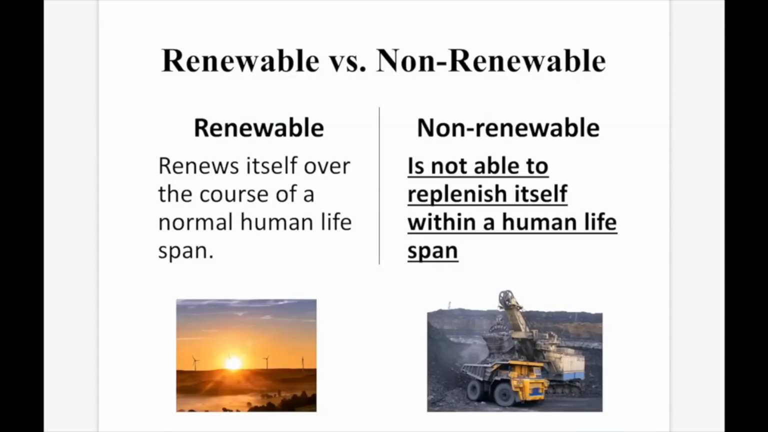Renewable versus non-renewable. Renewable resources renew themselves over the course of a normal human lifespan, and usually a lot faster than that. When you think of renewable, you think more in terms of wind and solar, and those things happen constantly. Non-renewable resources are not able to replenish themselves within a human lifespan, and again, they're usually much more exaggerated than that. Things like nuclear and fossil fuels take millions and billions of years to replenish themselves.